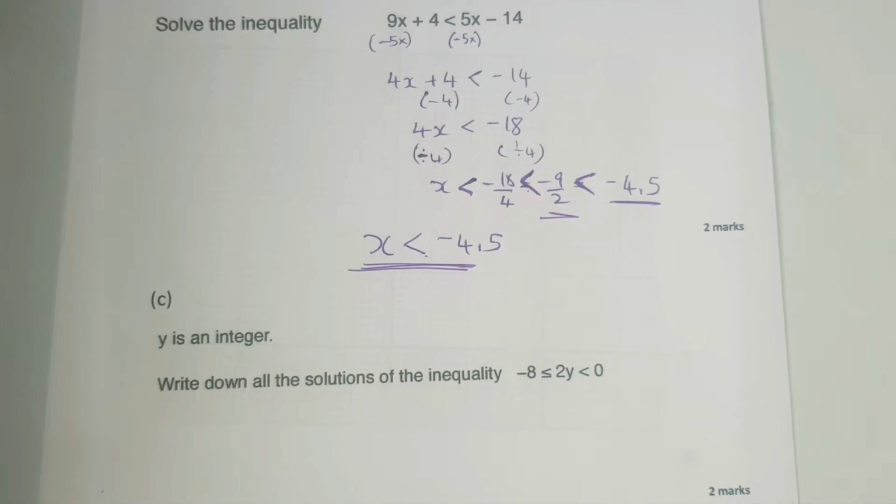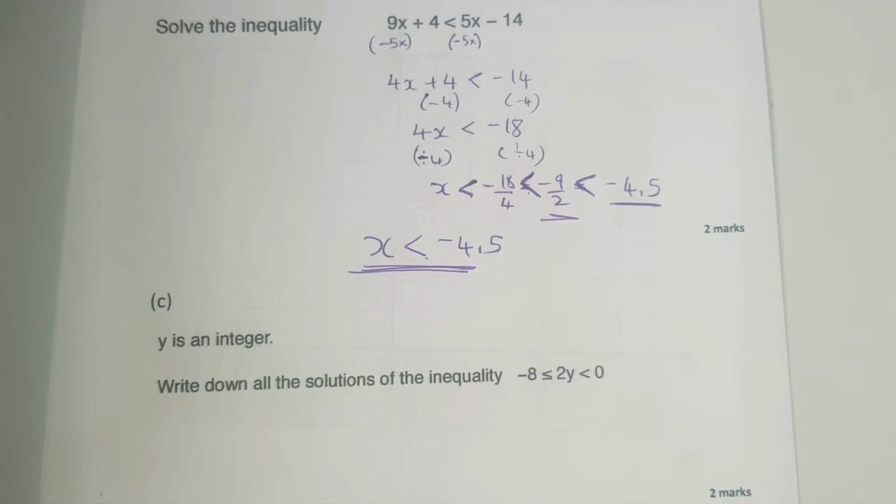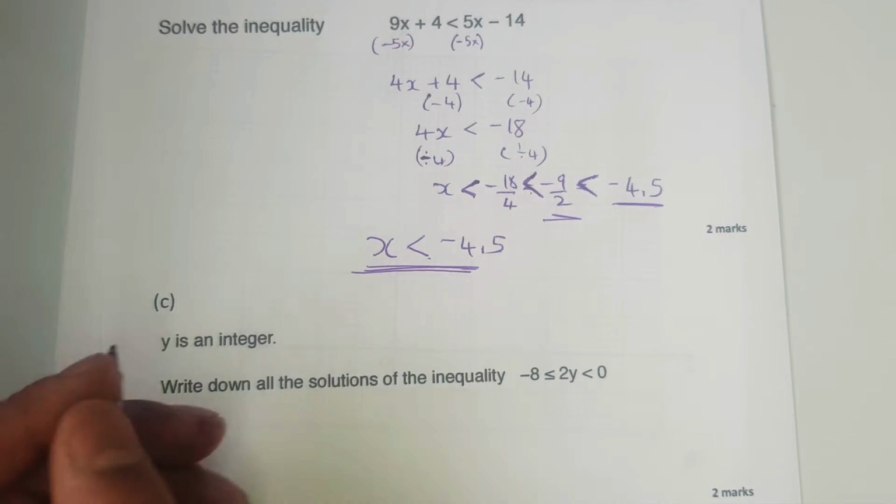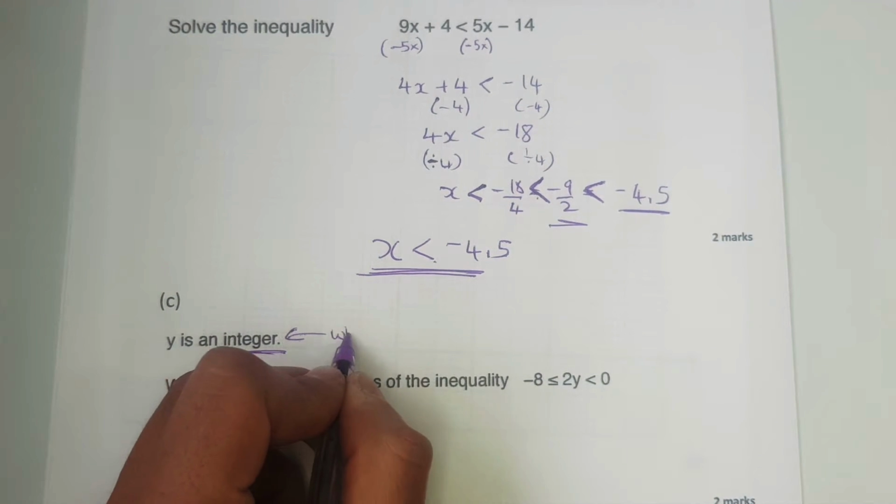Question C. y is an integer. Write down all the solutions of the inequality 2y is greater than or equal to minus 8 and less than 0. The word integer just means whole number.